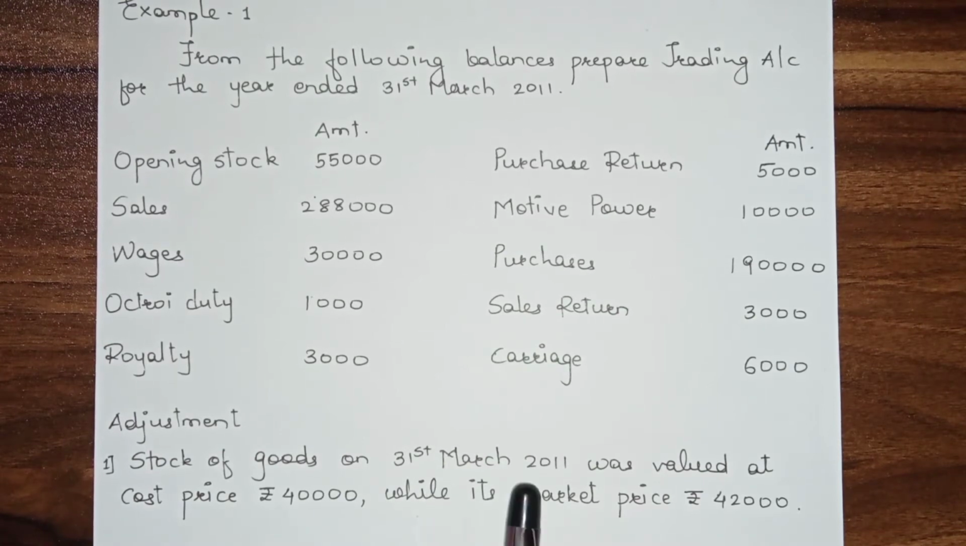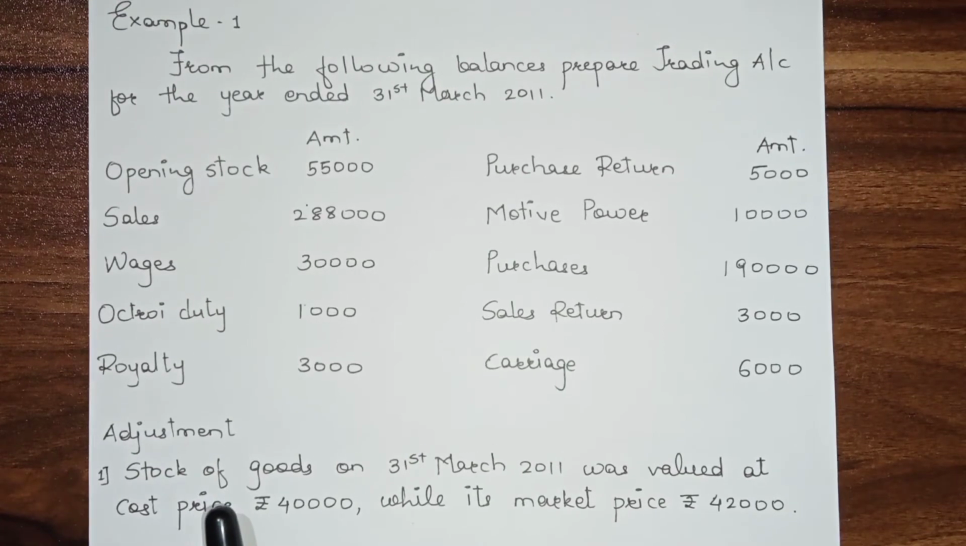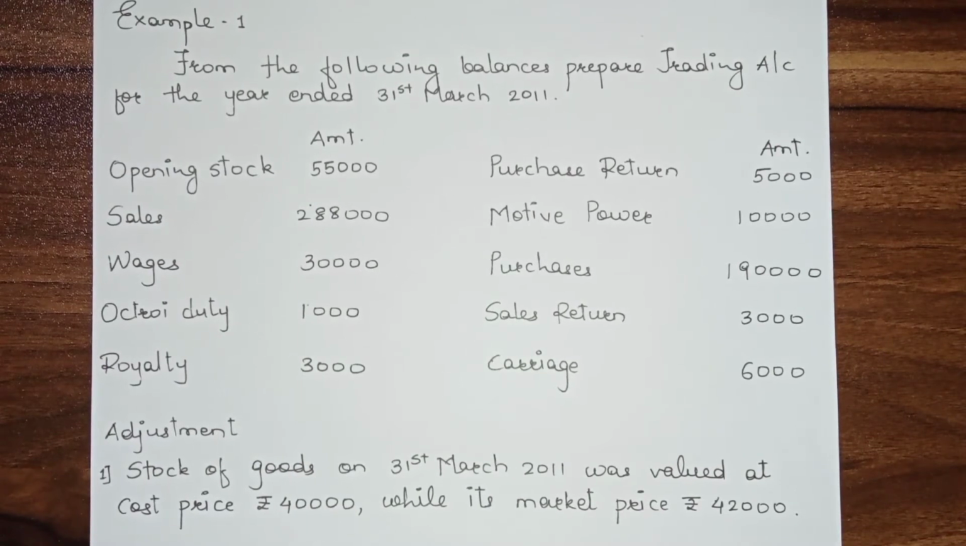Because the date is 31st March 2011 and the item is stock, this is going to be your closing stock. But which amount are you going to write down? Which amount is lesser? This amount is lesser, so you have to take it as a closing stock of rupees 40,000. So I hope you understood this example. We will head towards our solution.